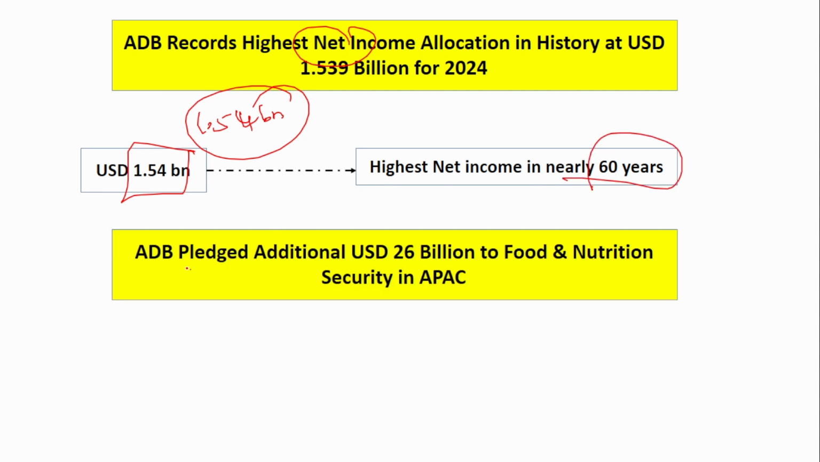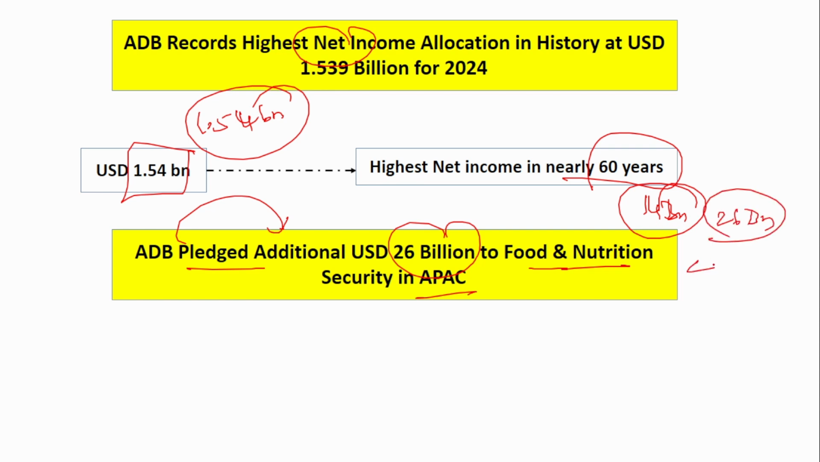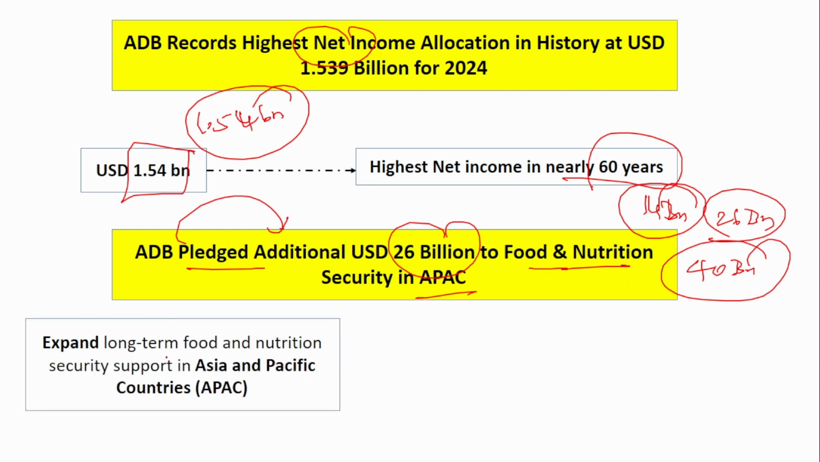And also ADB has pledged an additional $26 billion to food and nutrition security in the Asia Pacific region, to ensure that every person in that region has access to good, nutritional food. Initially, it said that it will provide 14 billion, and now an additional 26 billion it has pledged. So overall, 40 billion will be spent for this purpose. It will expand long-term food and nutrition security support to Asia and Pacific countries. This additional 26 billion has been allocated.